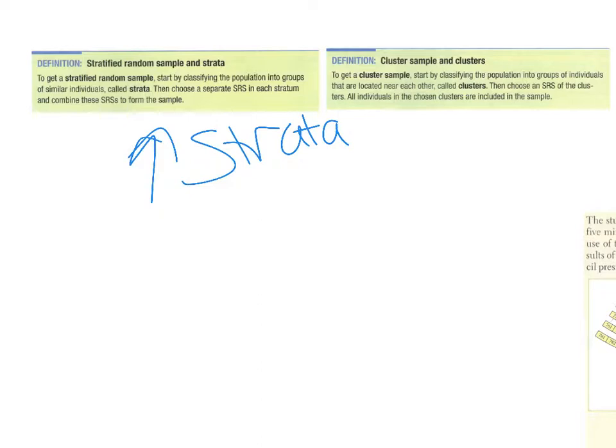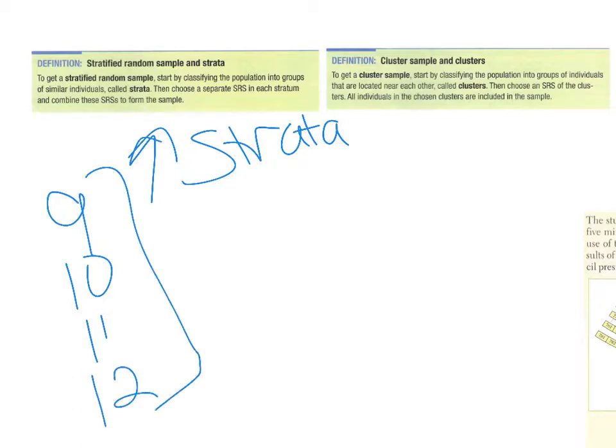Again, going back to our high school example, the strata could be 9th grade, 10th grade, 11th grade, 12th grade. You're going to divide the population into these strata, and then within each stratum, you will do an SRS. So we would do a simple random sample, an SRS, on 9th graders, 10th graders, 11th graders, and 12th graders, and then we would combine all of that to form the sample.